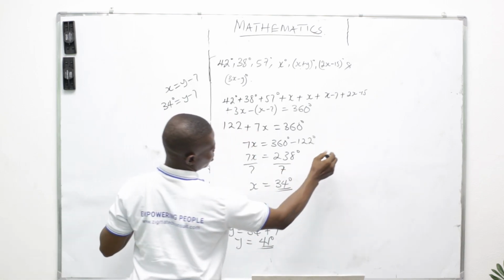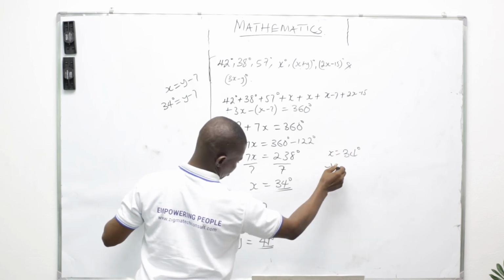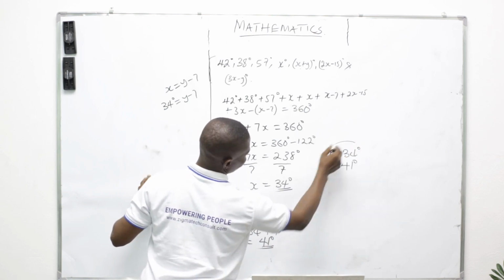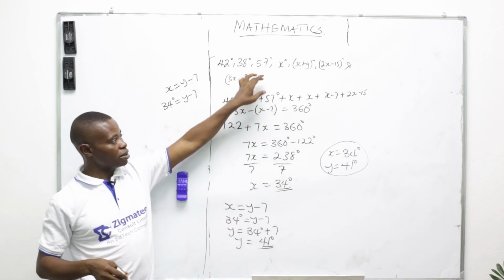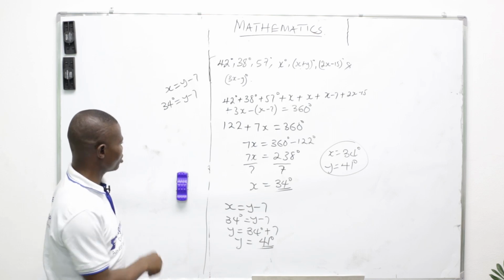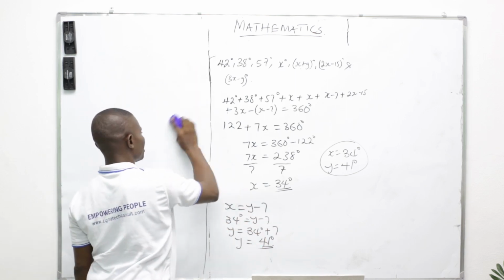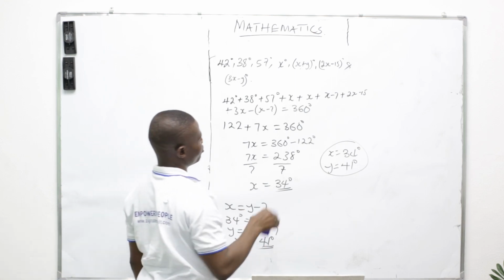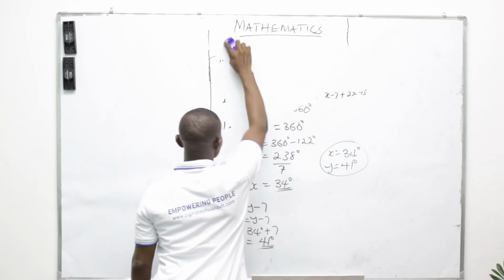s is what? 34 degrees, and y is what? 41 degrees. Verified. y is greater than s, because from the question you were told s is 7 less than y. 41 minus 34 is what? 7 degrees.